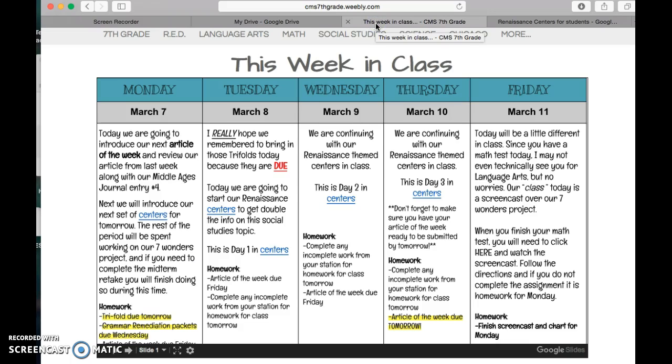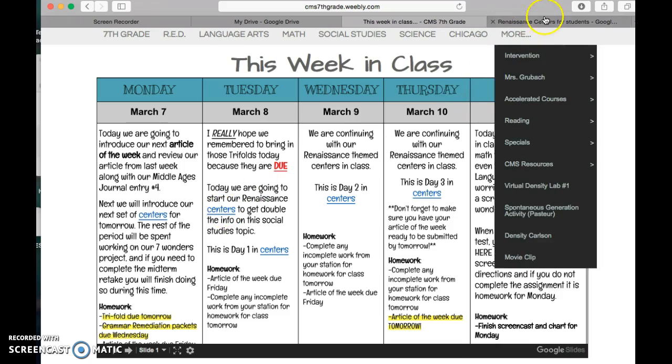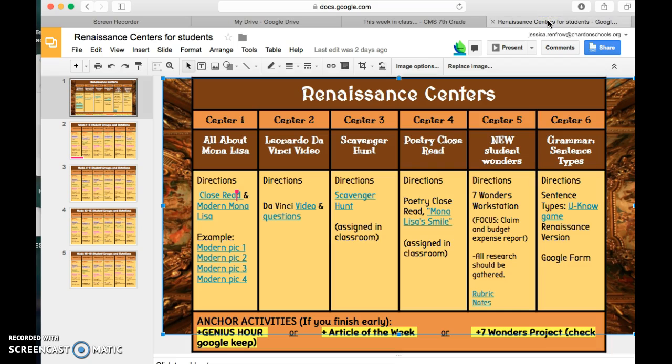Okay, so if you are at our next round of centers, what you want to do is go to This Week in Class first. Once you're there, you're going to click on where it says centers, and it will take you to this page. So for today, we're going to be working on Center 4, so we're going to be working on our poetry close read.